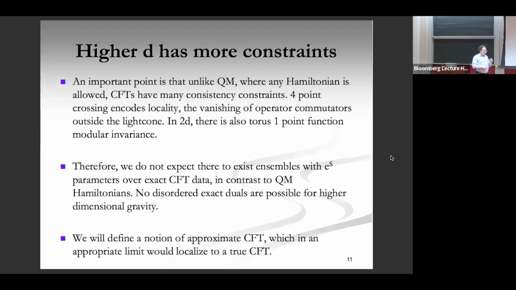I kind of made this point already, so I won't belabor it, but in quantum mechanics, any Hamiltonian is allowed, right? There aren't any constraints. So it's very natural to end up with integrals over the microdata, and the non-perturbative completion is the integral, because there isn't anything special from the point of view of self-consistency about any specific Hamiltonian. But in higher dimensions, it's very different because of locality. So 4-point crossing and torus 1-point modular invariance impose some strict constraints, and we don't expect there are ensembles with these e to the S parameters.